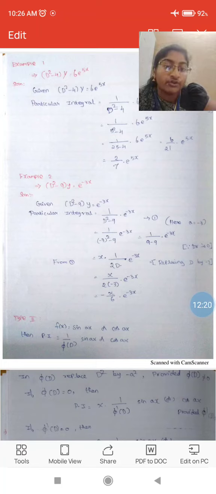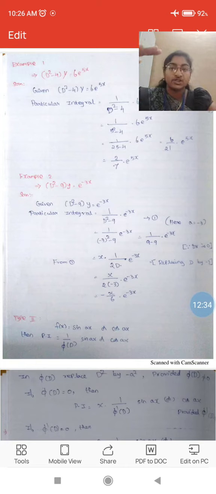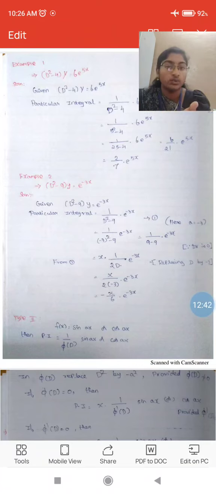So the value of 3 square is 9. Minus square will become plus. So 9 minus 9 into e power minus 3x. See, in this my denominator is 0. Our denominator should not equal 0, otherwise we will stop the process as in example 1, but here my denominator is 0, so I am moving on to the next step by differentiating equation 1.